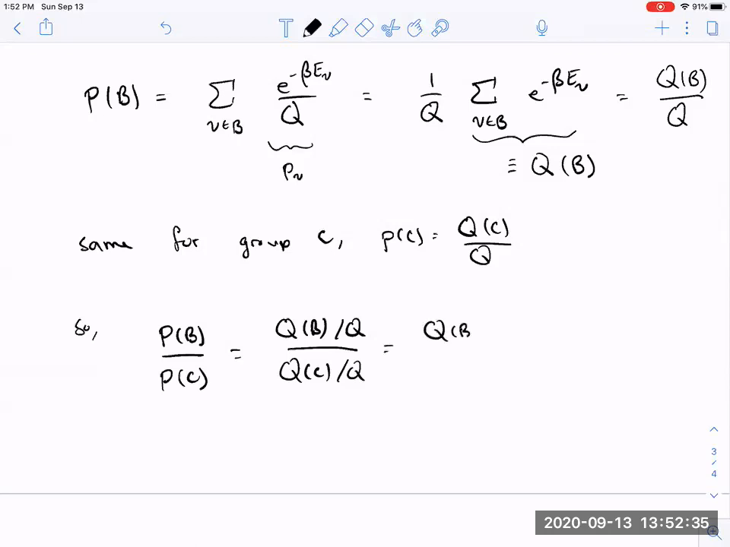So what I've just noted is that the relative probability of being in one of these partitions or groups of states, B or C, is simply proportional to the partition function for that group. The total number of microstates weighted by their associated probabilities. So relative probabilities of groups of microstates are given by their associated partition functions.